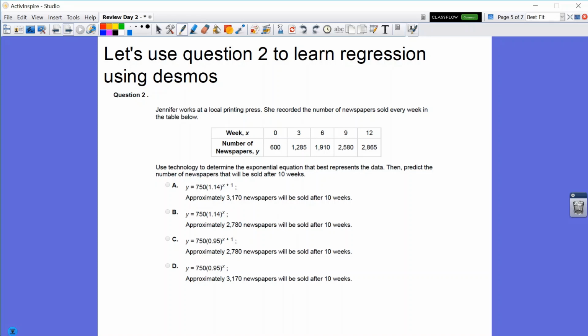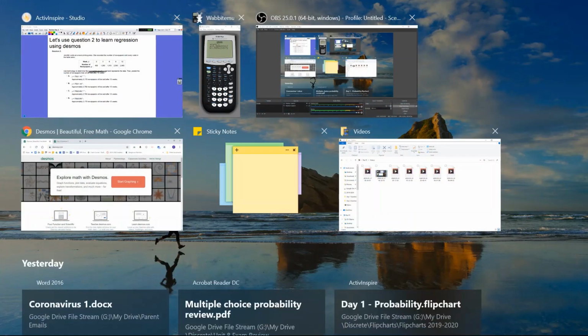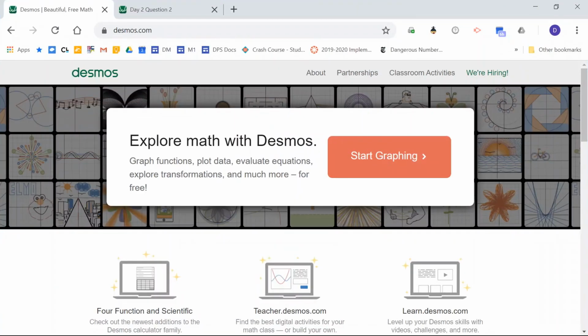So the key here is we are going to want an exponential equation. Sorry, I crossed that out. I meant to underline it. But an exponential equation is what we are looking for. All right, so here's where it might help you to pause the video as we go, so that you can try this on your own as well, especially if you haven't used Desmos before.